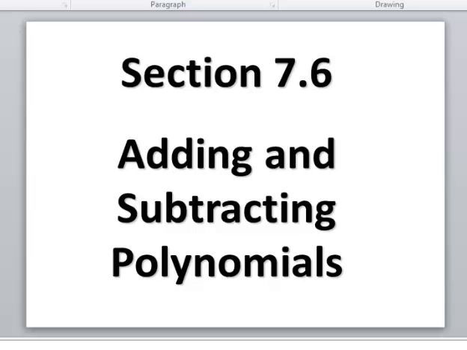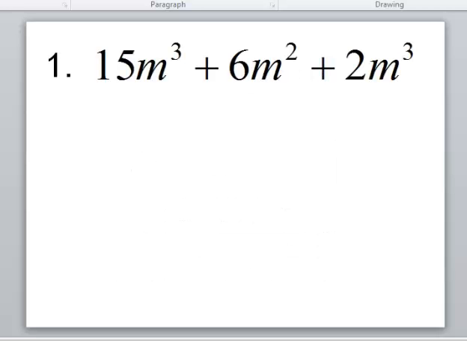Alright, in this section we're going to be adding and subtracting polynomials. So let's go ahead and get started. When we're adding and subtracting polynomials, we again are only going to be able to ever add things that are like terms.